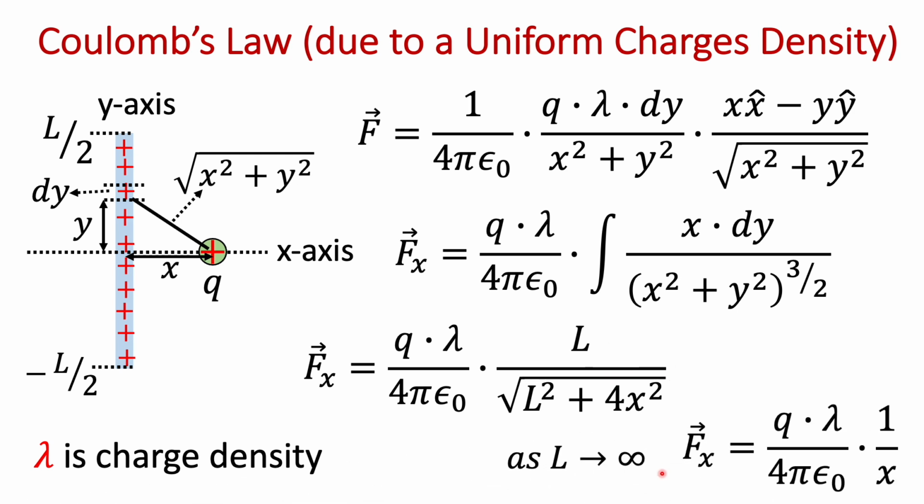Then we can take a limit L tending to infinity. So what it means is, if you have a rod which is infinitely long, then what will be the force on charge Q at a distance x? In this case, we really have to take the limit because if you put L equal to infinity, this becomes an infinity divided by infinity form. So we take the limit by taking the derivative of the numerator and the denominator, and then we get a 1 over x dependence of the force.